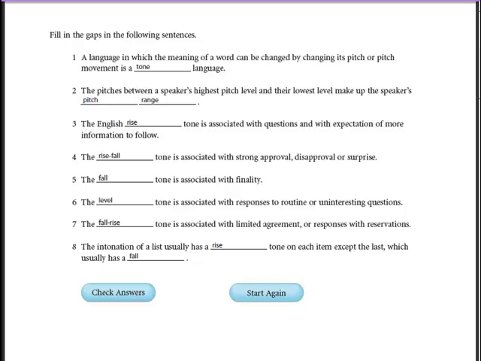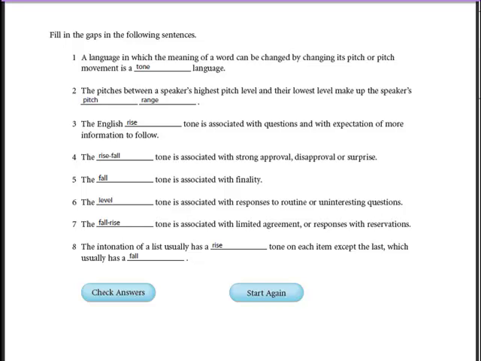The fall tone is associated with finality. It is what it is. The level tone is associated with responses to routine or uninteresting questions. Honey, did you take out the trash? Yes, dear. The fall-rise tone is associated with limited agreement or responses with reservations. I think I did what you wanted me to.